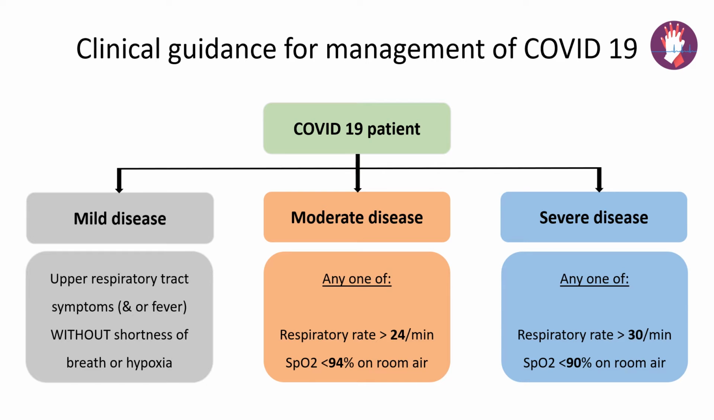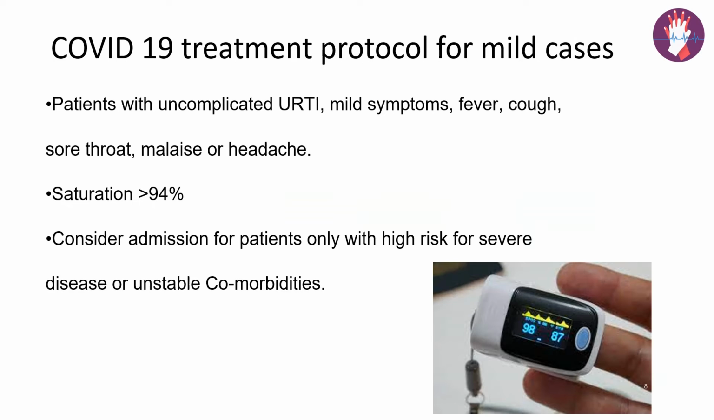So the clinical guidance as they exist today for the management of COVID-19: the mild diseases are the ones with minimal or no upper respiratory tract symptoms without shortness of breath or hypoxia. The moderate ones are anyone who's got a respiratory rate more than 24 or a saturation less than 94% on room air. And severe disease are people who have got significant lung involvement and the respiratory rate obviously will go above 30 per minute and the saturation could be dropping below 90% on room air.